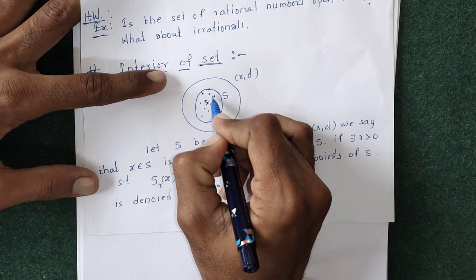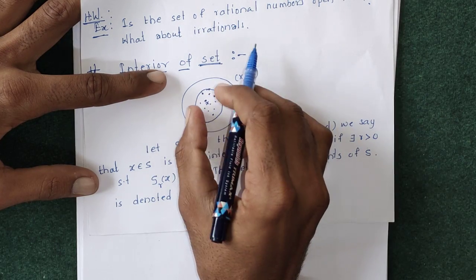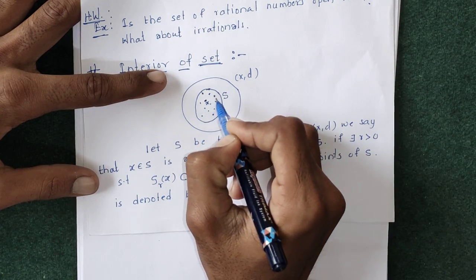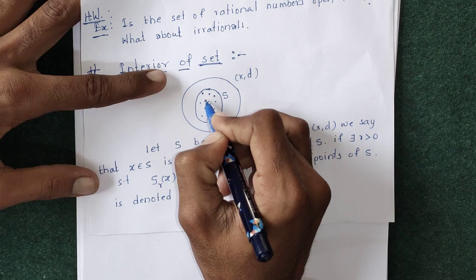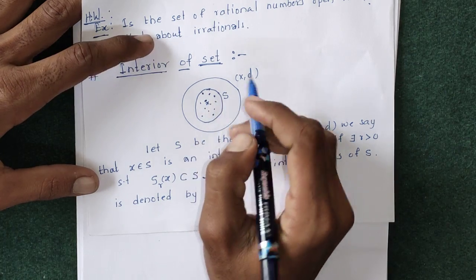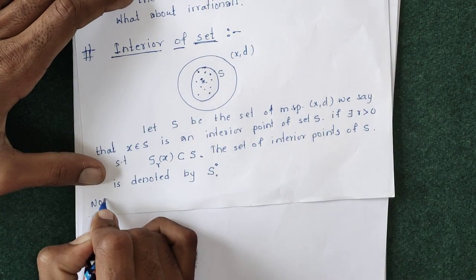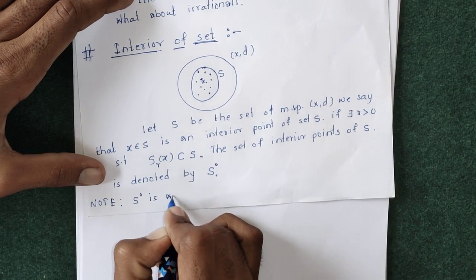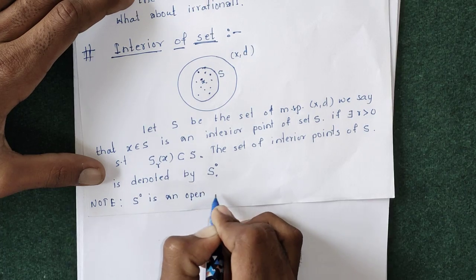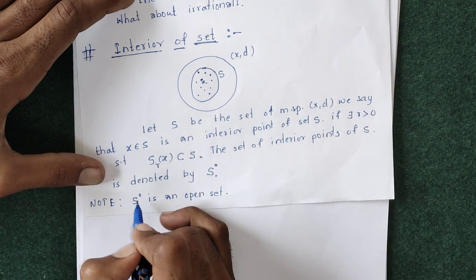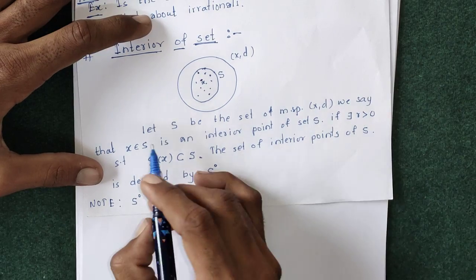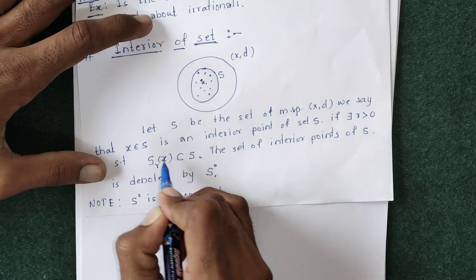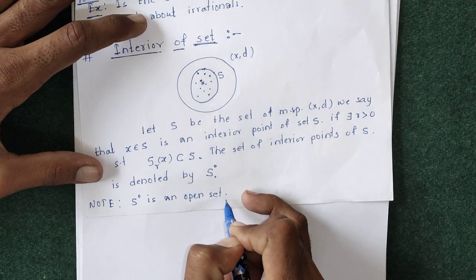The points which are interior to this S are said to be the set of interior points. So x is said to be interior whenever there exists some radius greater than 0 such that the open sphere S_r(x) lies inside S. So you can write one note here: yes, the interior is an open set, because clearly the interior satisfies the definition of an open set. That is, for every x belonging to the interior of S, there exists some radius greater than 0 such that the open sphere lies inside S. So the interior of S is an open set.